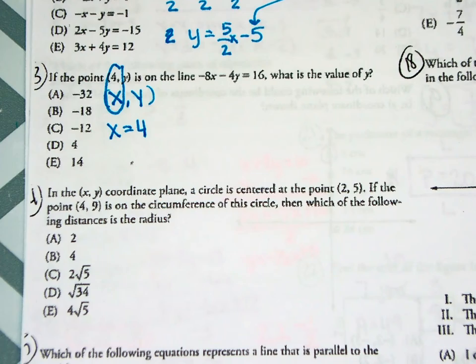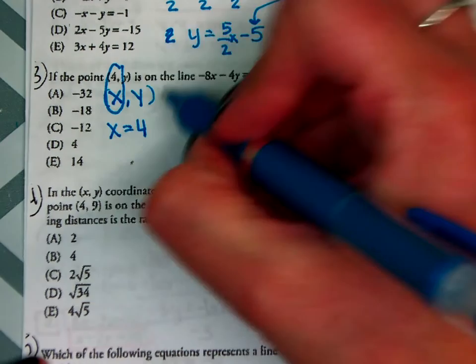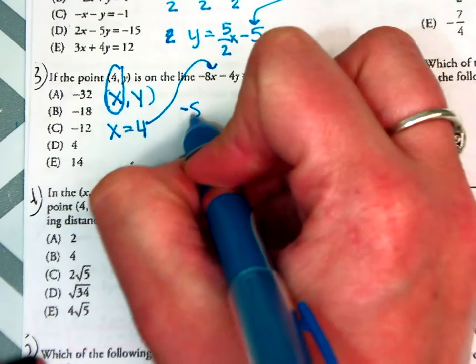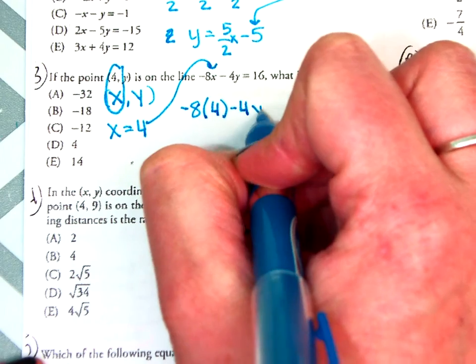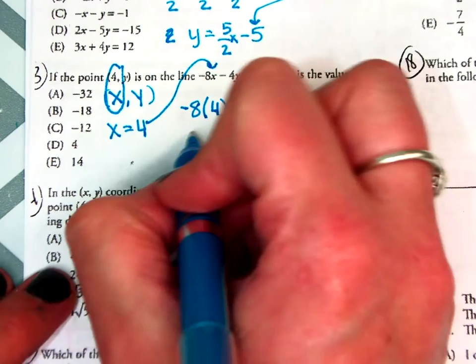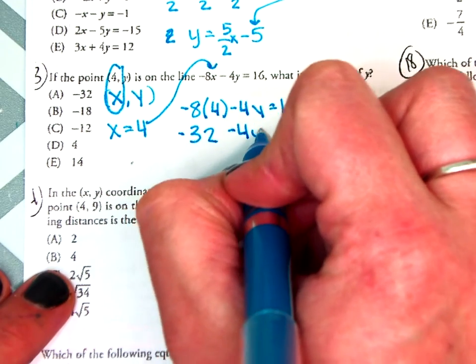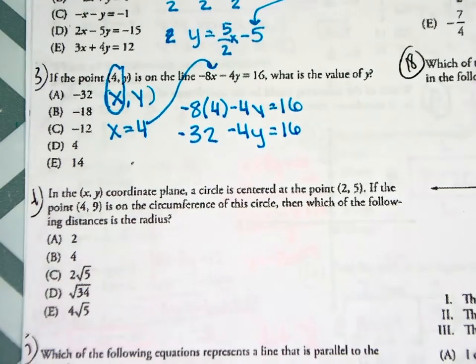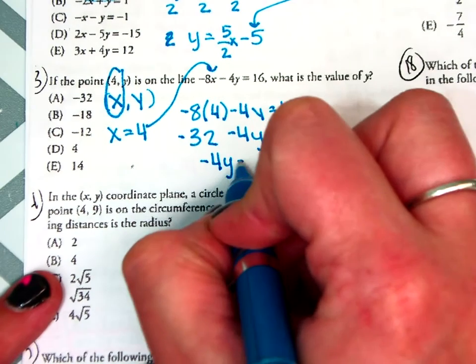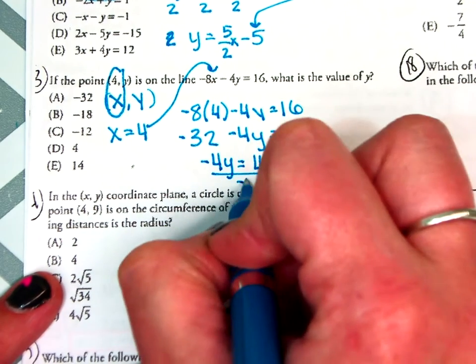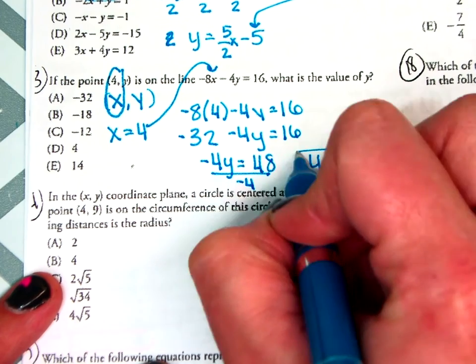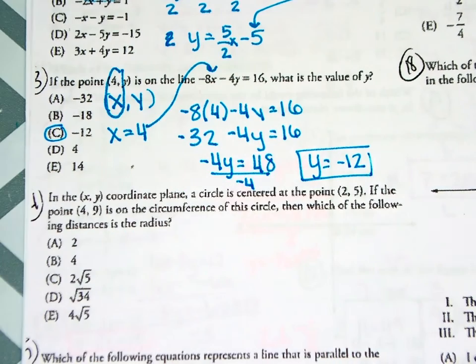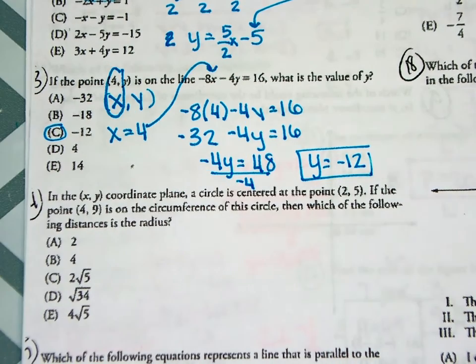From here, it's just substitution. So I'm going to take the 4, I'm going to plug it in right here. Negative 8 times 4 minus 4y equals 16. And then just simplify. So I get negative 32 minus 4y equals 16. Adding 32 gives me 48. And then dividing by negative 4 gives me an answer of negative 12, which is option C. So again, just be careful when you're doing these problems. Make sure that you're setting them up the right way. Make sure that you're understanding. It's just a fancy way to write substitution.